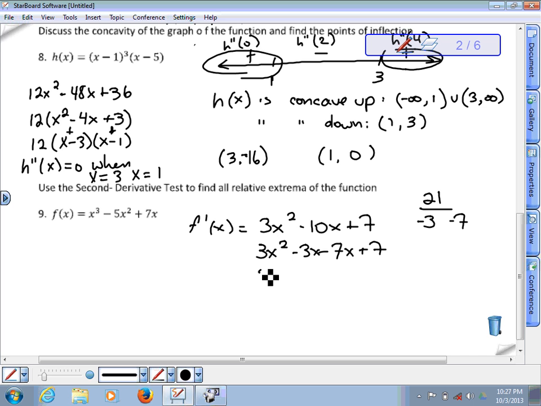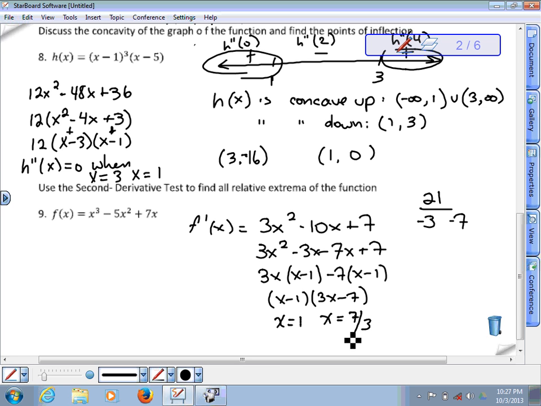Grouping these first two terms, you can factor out a 3x, so that gives x minus 1. Grouping the last two terms, you can factor out a minus 7. That leaves you with x minus 1, so it factors into x minus 1 times 3x minus 7, so the critical values are x equals 1 and x equals 7/3. So the second derivative now is equal to 6x minus 10.